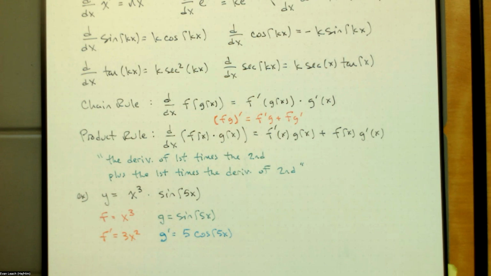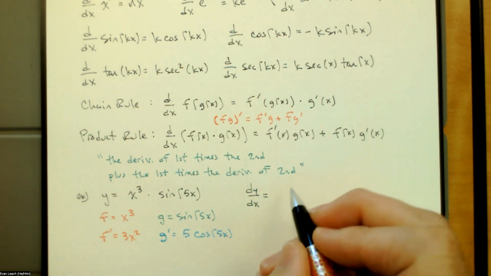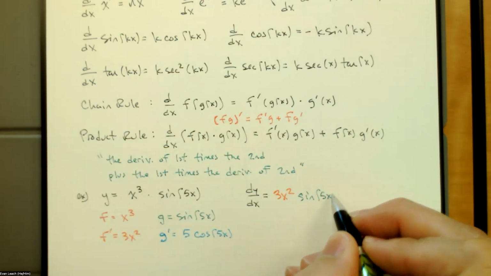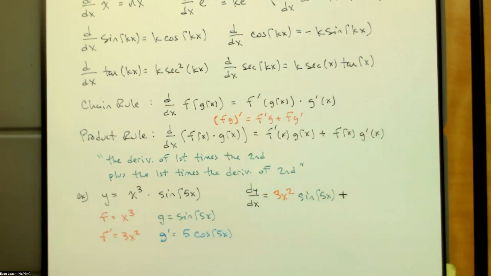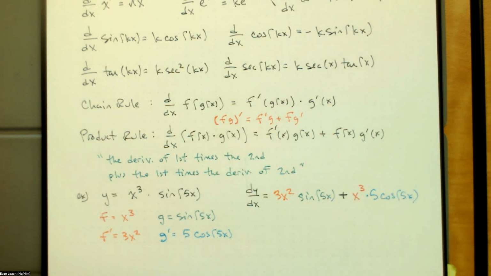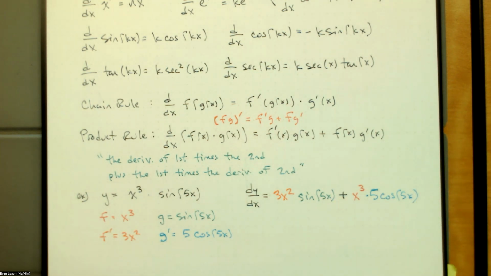Now I've got all the parts. So dy dx is the derivative of the first times the second, plus the first times the derivative of the second. We wouldn't want to write it this way, but by writing this down, we can see very clearly what parts we put together. We wrote down all the parts that we're going to use, and here we are visualizing the parts put together. This is not good syntax for a final answer.